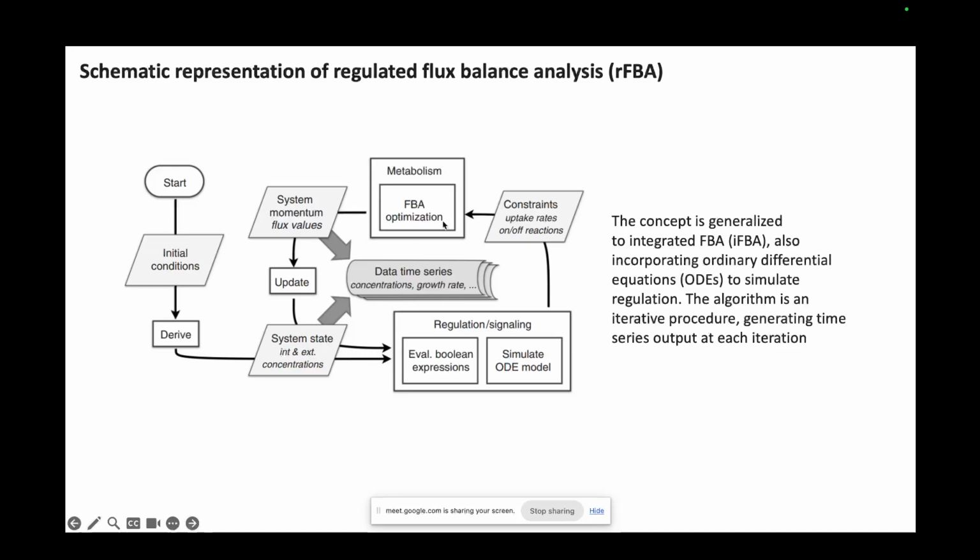So then you do the FBA optimization for the whole metabolism part, you get the system flux values, and you update the system state for the interior and exterior conditions, and go on in a loop. And in between you can also incorporate time series data, concentrations and growth rate, which can make the model even better. So this is a rough schematic of how RFBA works. Basically, the extra part is here, where you're incorporating the regulatory component in your model.